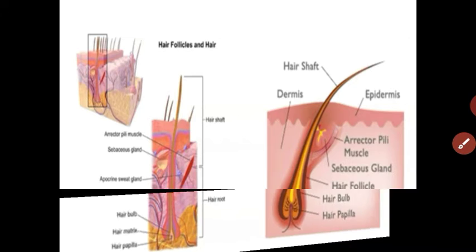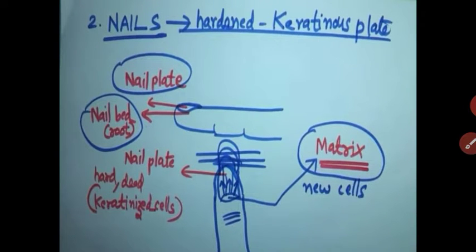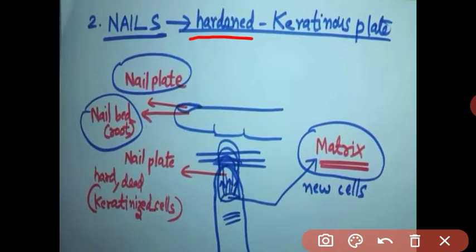Next, skin derivatives: nails. See, the nails are a hardened keratinous plate. These nails also have 3 main parts. See, this is the structure of nails. This part is a hard outer part, and it is dead, and it is made of keratinized cells. This part of the nail is called the nail plate.